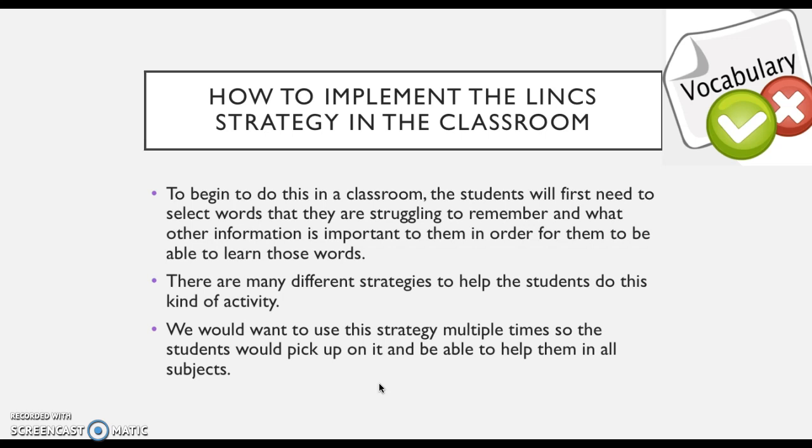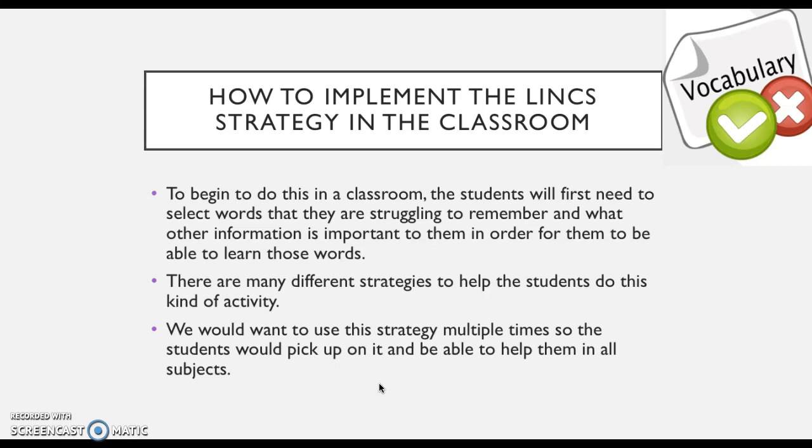And how to implement the LINCS strategy in the classroom. To begin to do this in the classroom, the students will first need to select words that they are struggling with to remember and what other information is important to them in order for them to be able to learn those words. There are many different strategies to help the students do this kind of activity. And also we would want to use a strategy multiple times so the students would pick up on it and be able to help them in all subjects.